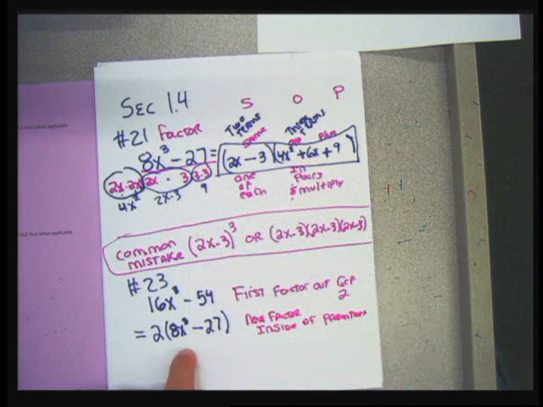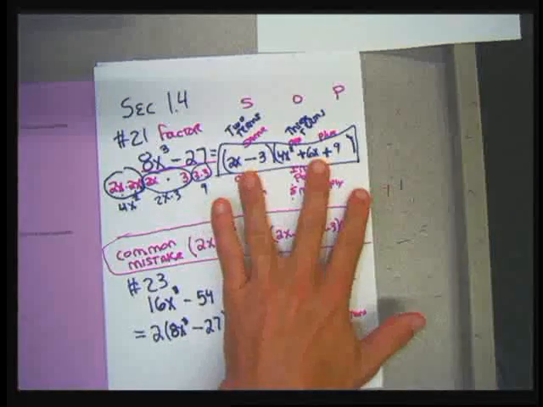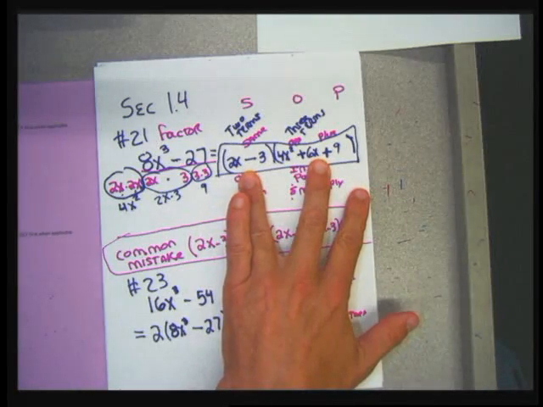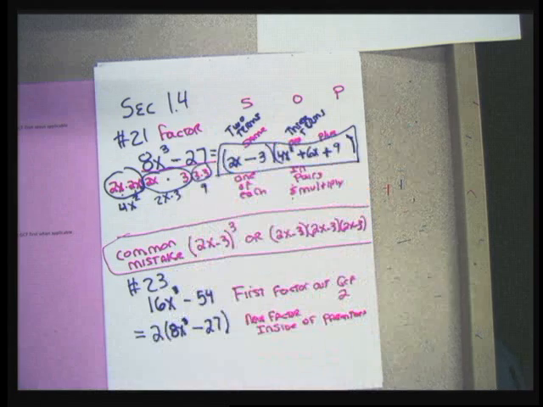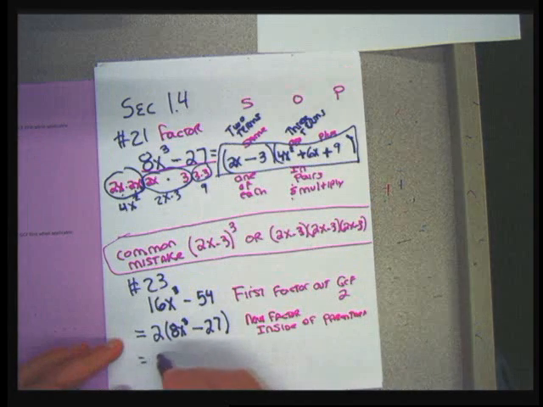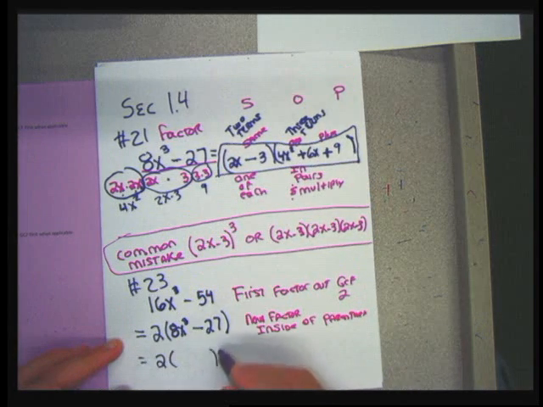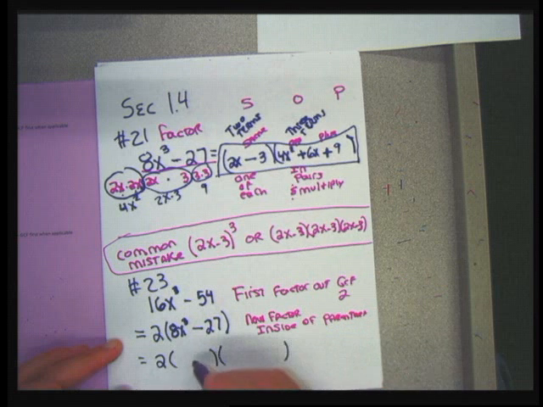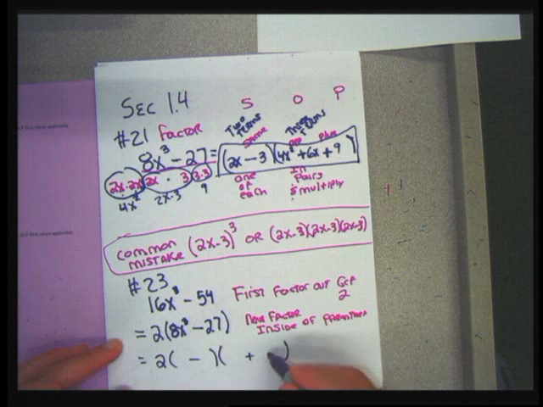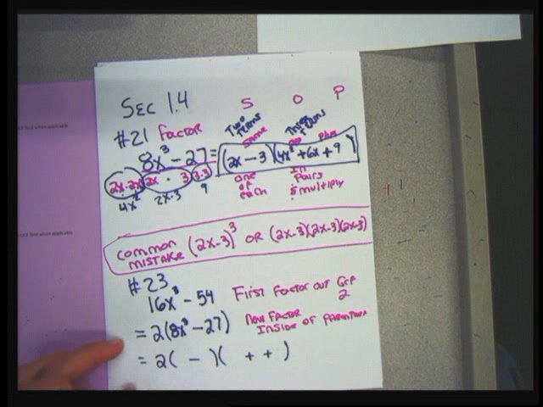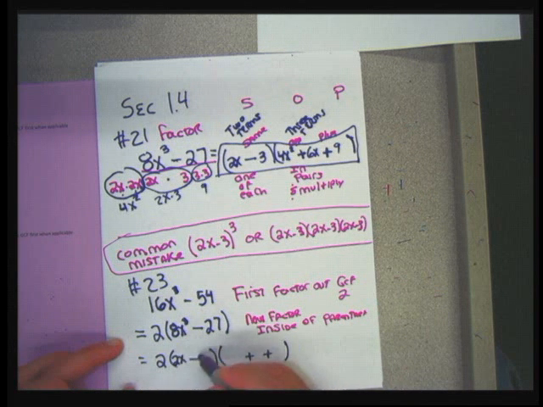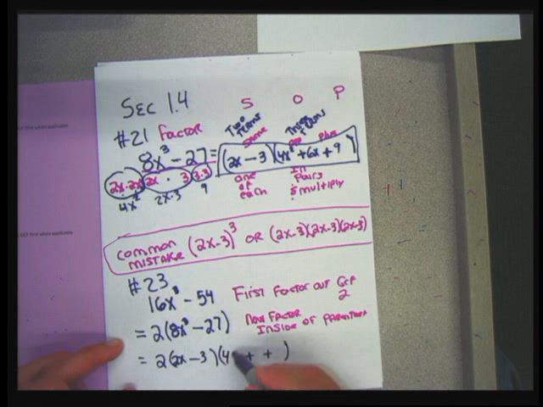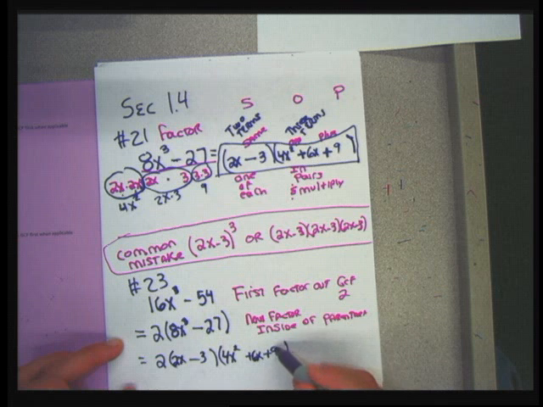So in place of the 8x cubed minus 27, I'm going to write 2x minus 3 times 4x squared plus 6x plus 9, because it's going to factor the same way. So the only difference between these two answers is in 23, I get a 2 out in front of the parentheses because that's a common factor. And then inside the parentheses, I'm going to get a 2x minus 3 and a 4x squared plus 6x plus 9.